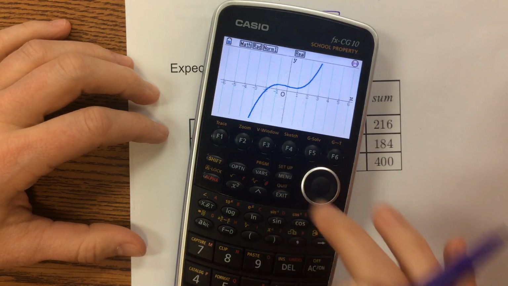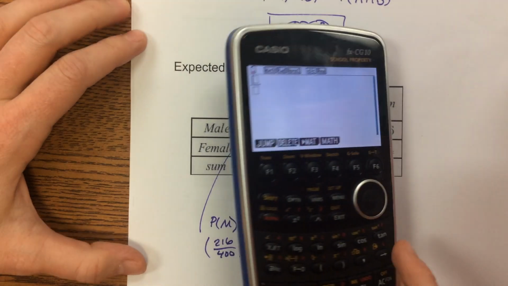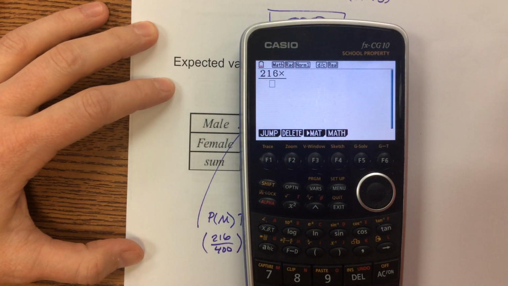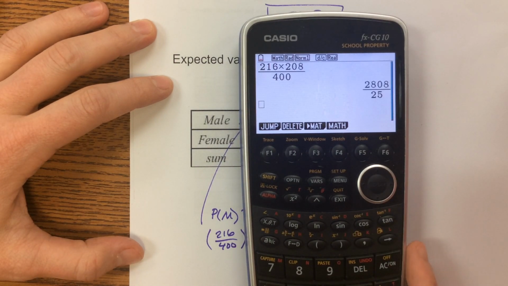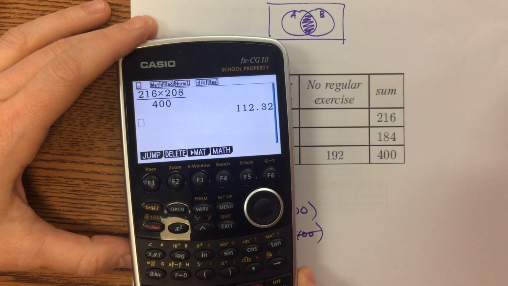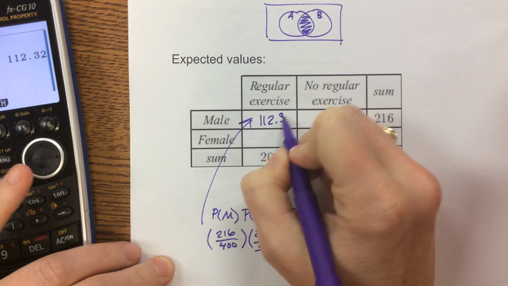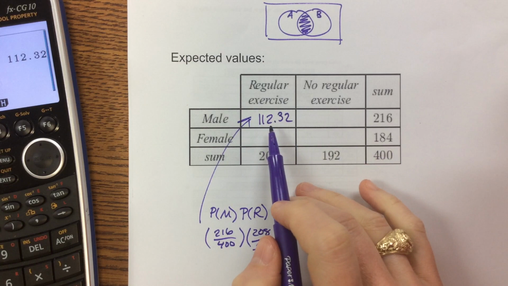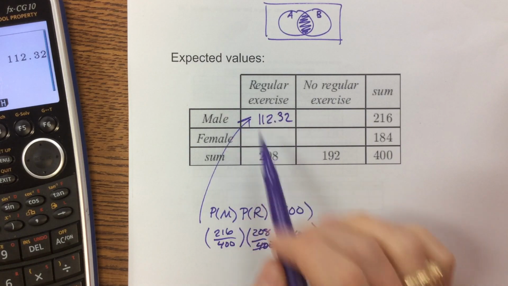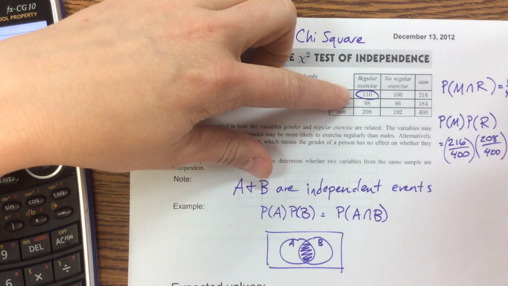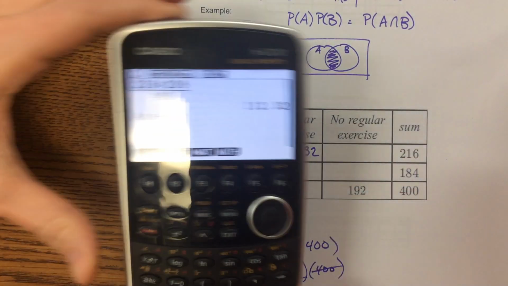Let's see, where am I in my calculator? Okay, so we had 216 times 208, and we want to divide this by 400. Then I have 112.32, so 112 and 32 hundredths. That's the expected value, assuming that things are independent, of men that exercise regularly. The actual value that we found was 110, and 112 was our expected value.